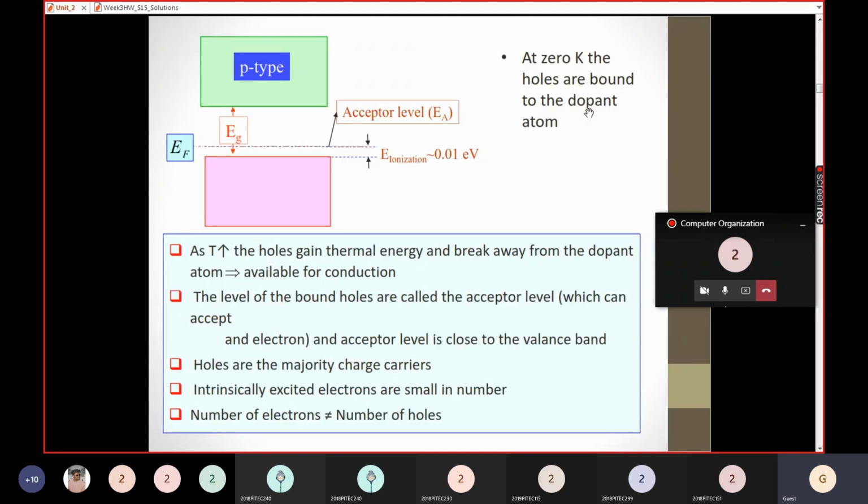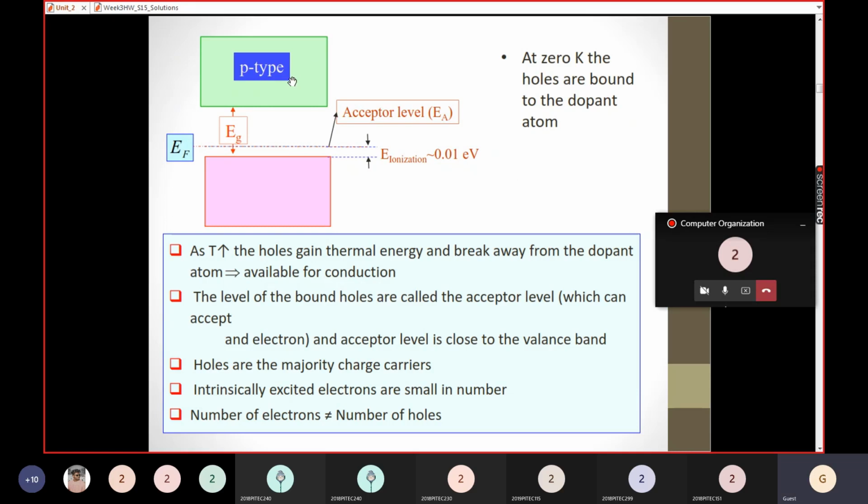But in P type, we are going to use another term, which is called the acceptor level, EA. So what is the case here? Exactly opposite to N type. The ionization value should be greater than 1 electron volt. So you can see in this diagram, in P type, the upper band is equal to the conduction band, and the lowest band is equal to the valence band.